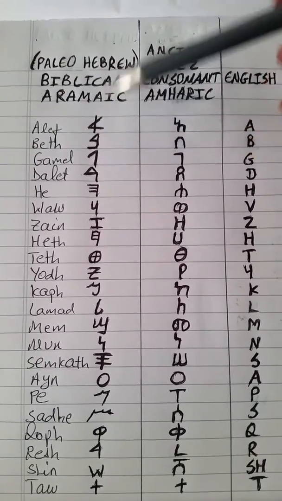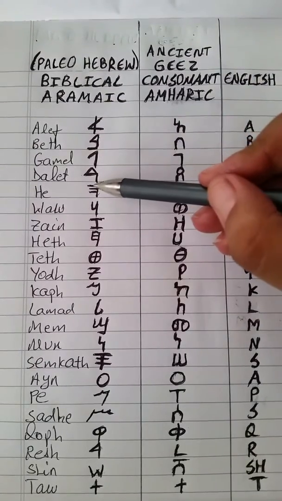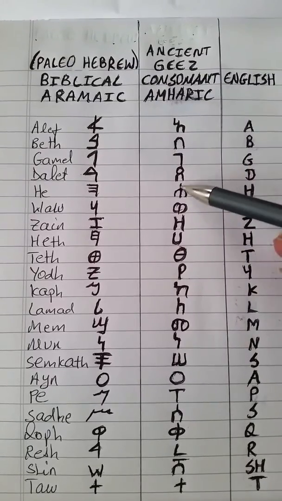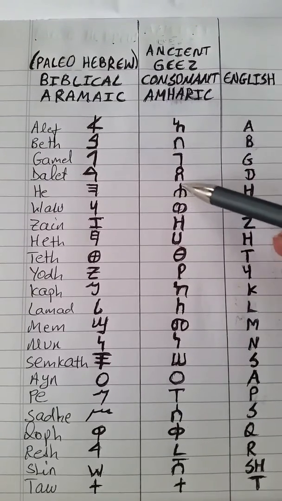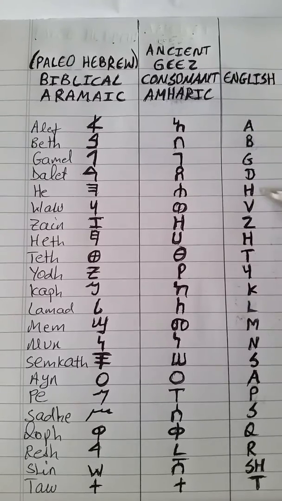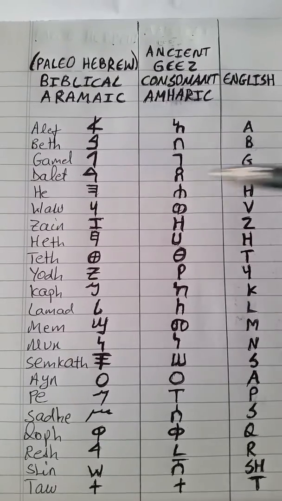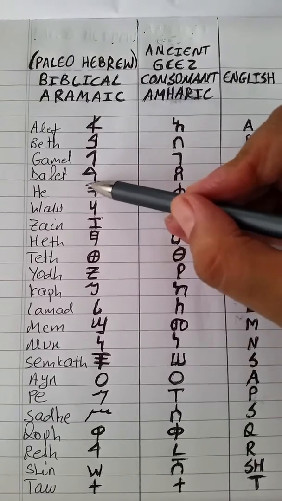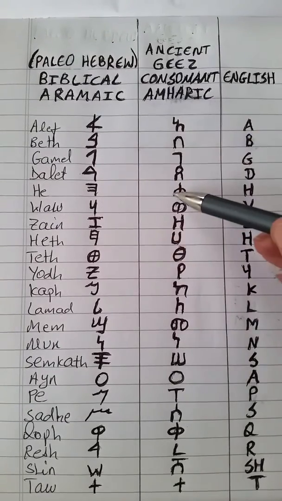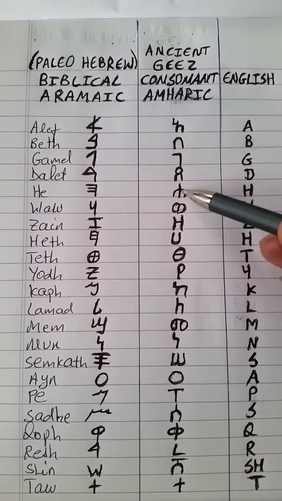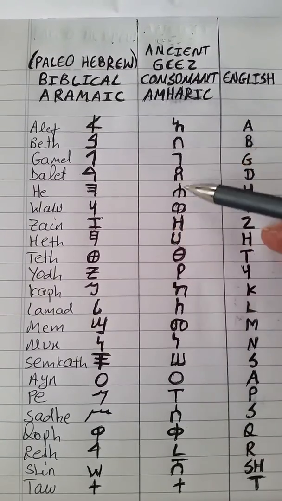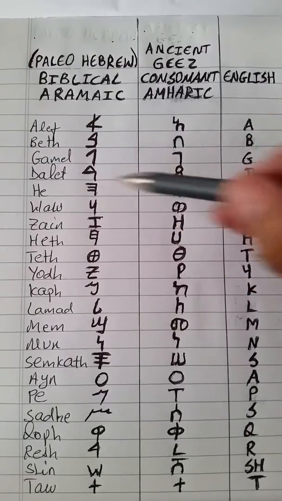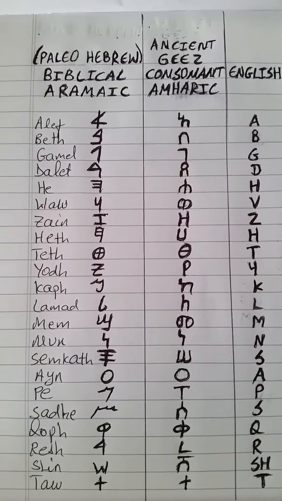Then we have the He of the Aramaic, which is represented by this sign. Then we have the Ge'ez or Amharic ha, represented by this, which is represented by H in the English sound. As you can see, this part of the He is this part, and this one is taken here. So you can see the similarity between them.